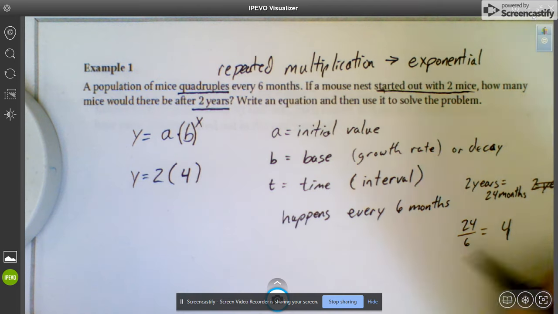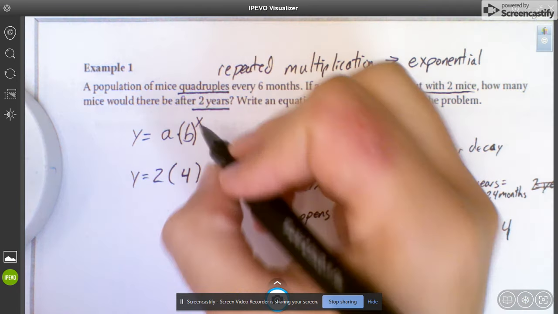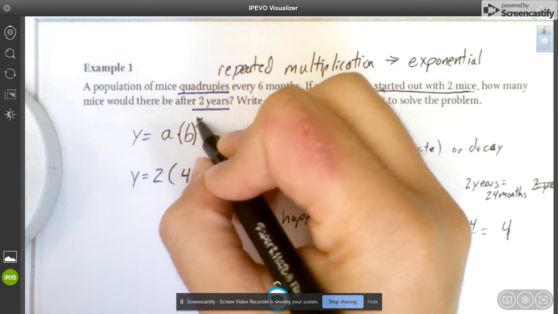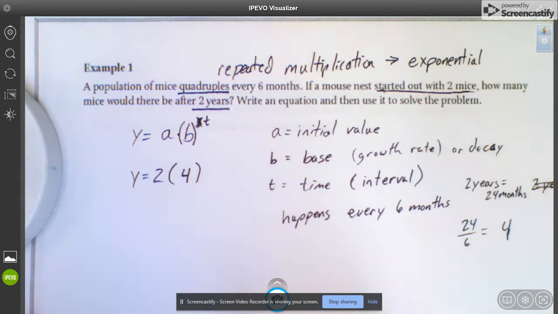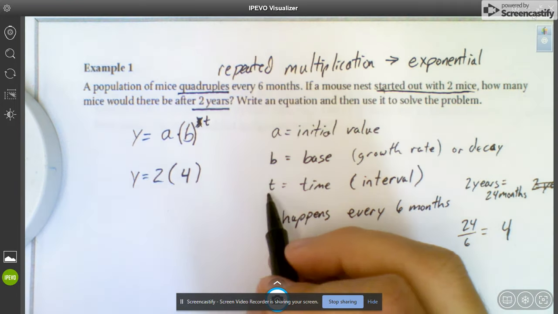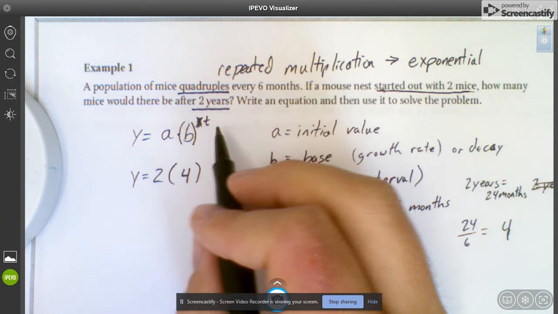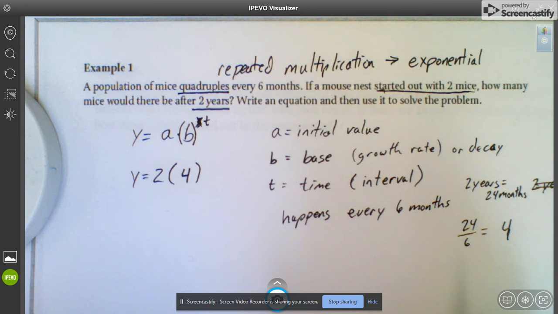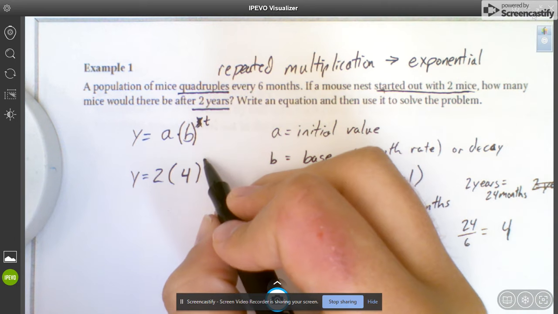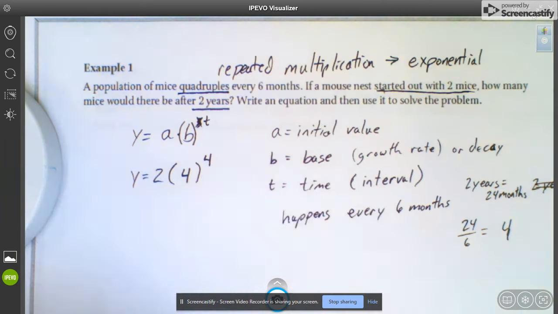So that's going to happen 4 times, which means my X or my T, I should have put a T up here. You'll see it sometimes with X like you did on the quiz, but a lot of times if we know it's time, which it usually is, it'll be a T. So just be aware that variables can change a little bit. So our T is the number of times that we'll be quadrupling, which in 2 years will be 4 times.